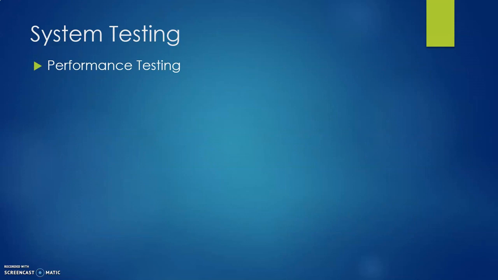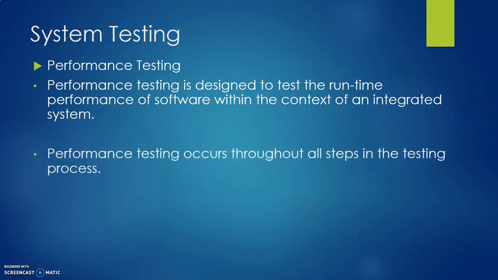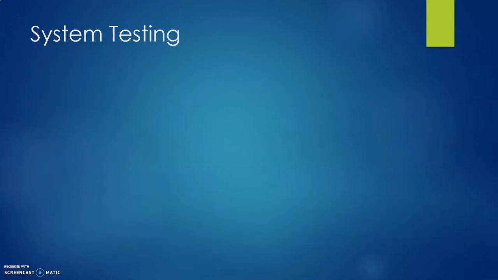We have the next category, that is performance testing. It is designed to test the runtime performance of software within the context of an integrated system. So after integration, we test the runtime performance of the software. It occurs throughout all steps in the testing process, is often coupled with stress testing, and usually requires both hardware and software instrumentation. That is, we have to measure the resource utilization required for both hardware and software.